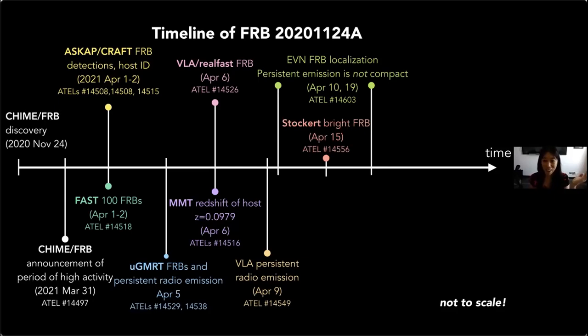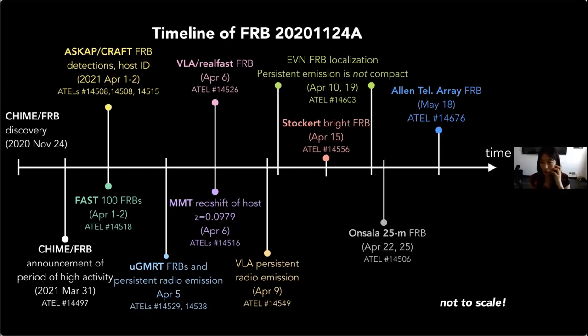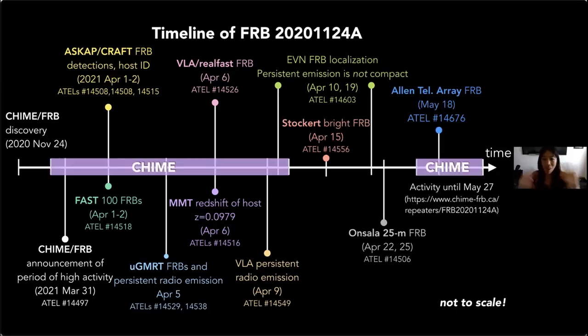Meanwhile, Stockert, which I hear was a breakthrough for this facility, detected an extremely bright FRB in between this action, which was momentous for them. There was also further follow-up by Onsala and the Ooty Telescope Array. Meanwhile, CHIME was detecting this thing throughout the entire period. There was a break in between, but it was covered by many other radio facilities. And I think the last activity, according to the website, was late May.